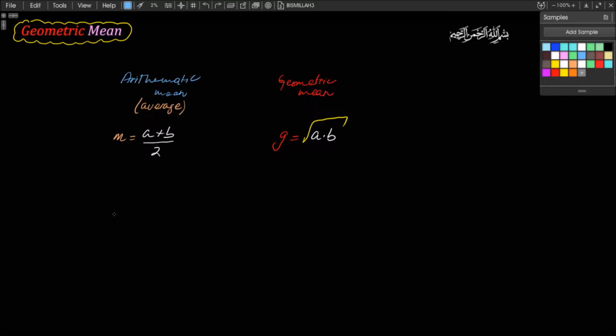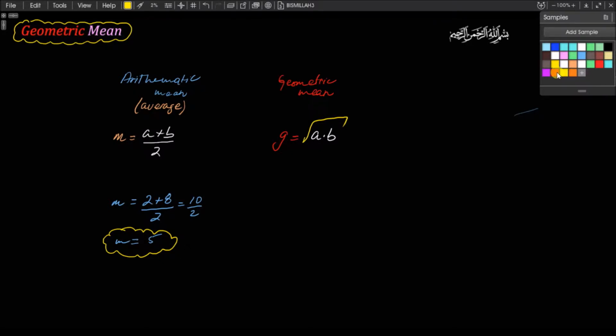Now let's take an example. Let's say you're given two numbers, 2 and 8, and then you wanted to calculate the arithmetic mean or the average. That's easy enough. You would say the arithmetic mean or the average is just the sum of those two numbers, 2 plus 8, and then you would divide that by 2. So the average or the arithmetic mean of 2 and 8 is 5. You took them together, you added them together, and divided by 2.